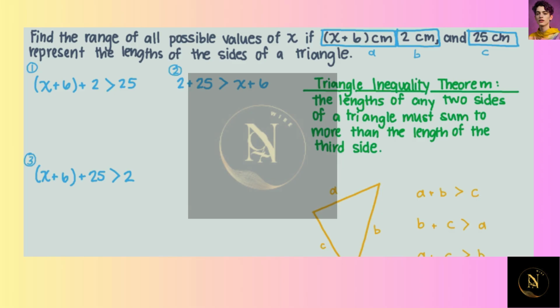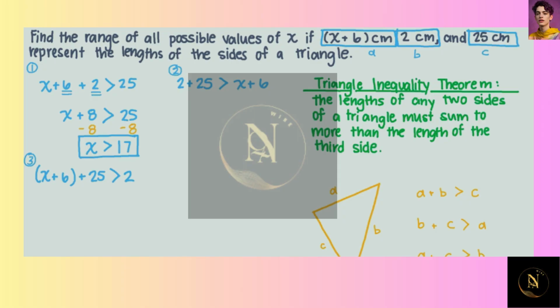Back to our first inequality. We can remove the parentheses since we're only dealing with addition. And then we combine like terms. 6 plus 2 is 8. x plus 8 must be greater than 25. And so we subtract 8 from either side to get x by itself. And we see that x is greater than 25 minus 8, which is 17. Our first inequality tells us that x must be greater than 17.